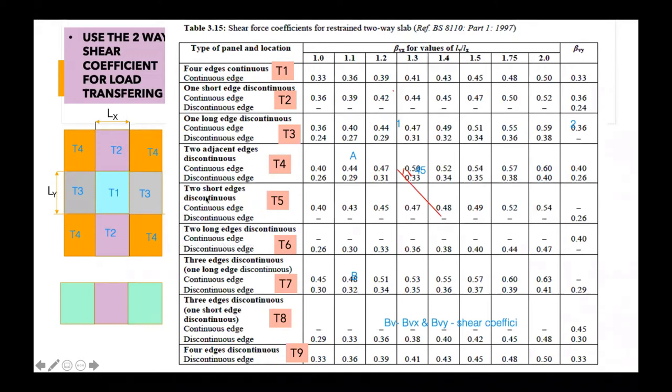Okay. T5. Two short edges discontinuous. This slab has two edges, one, two, discontinuous. There's no slab here and there's no slab here, therefore these two edges are discontinuous, and this is T5. Yeah. Okay, two long edges discontinuous. We don't have that in the figure here. Maybe you can use it during your project or anything else.